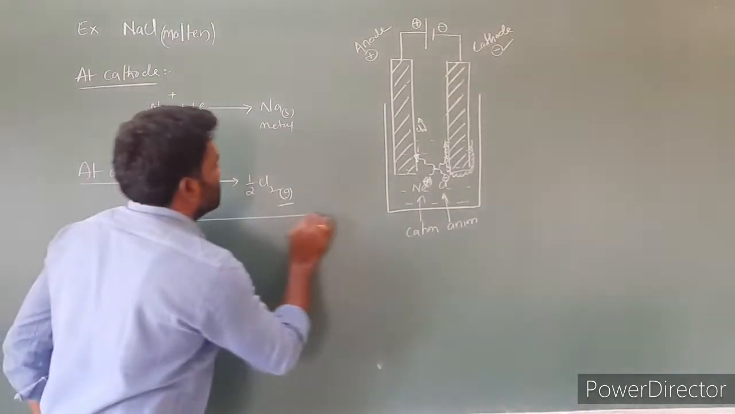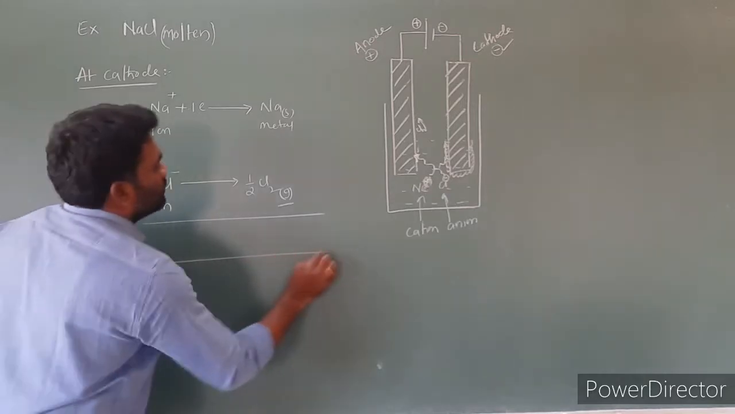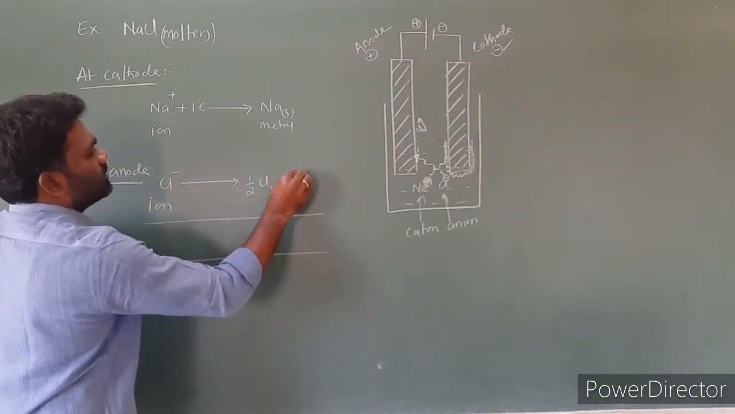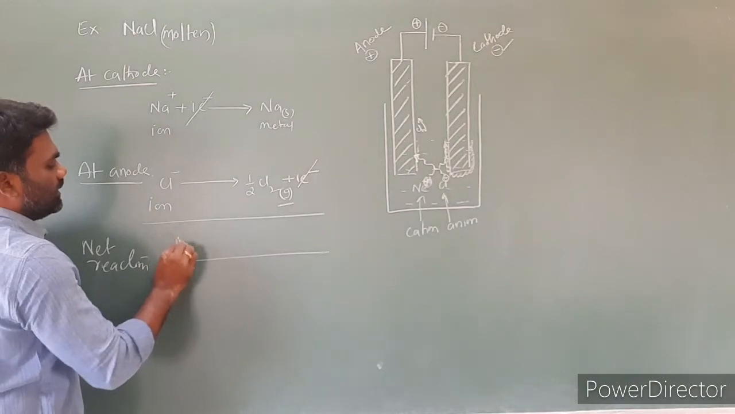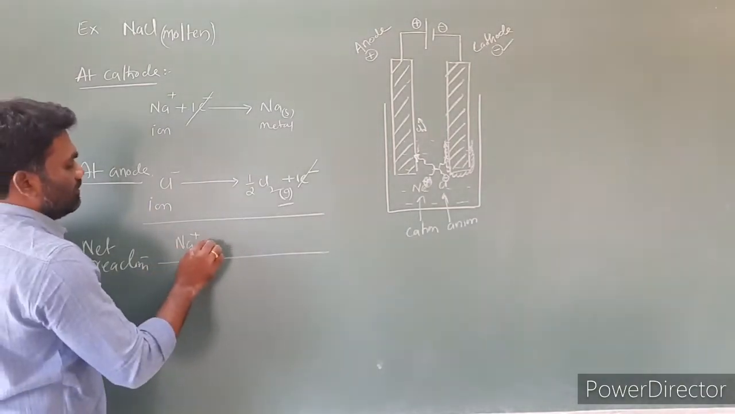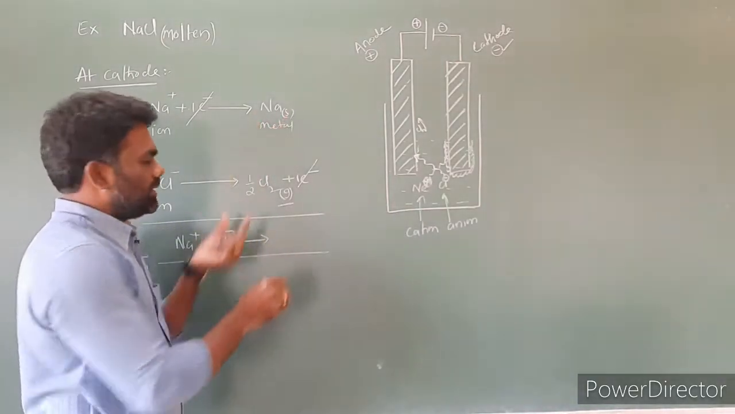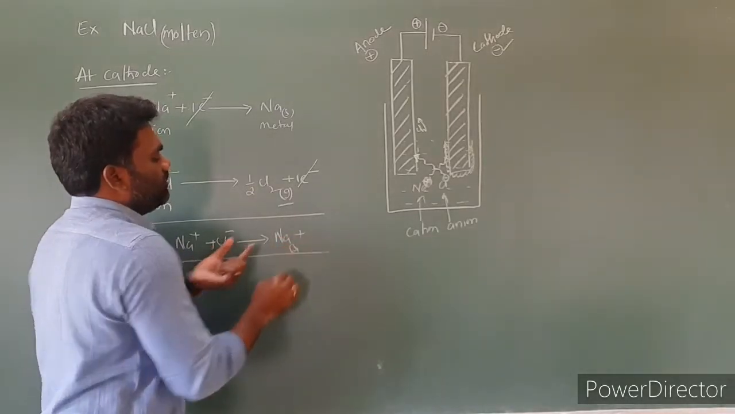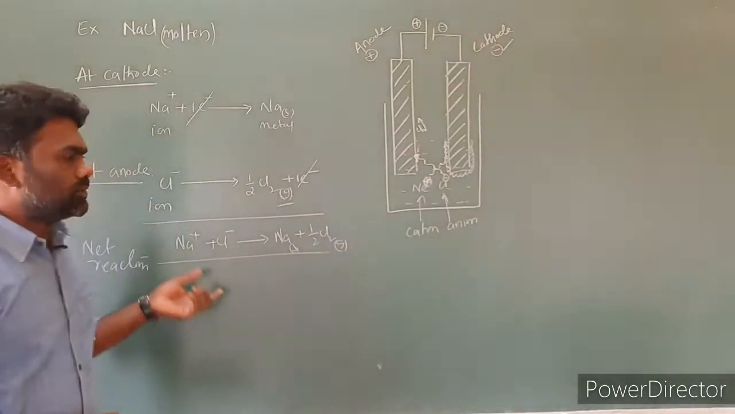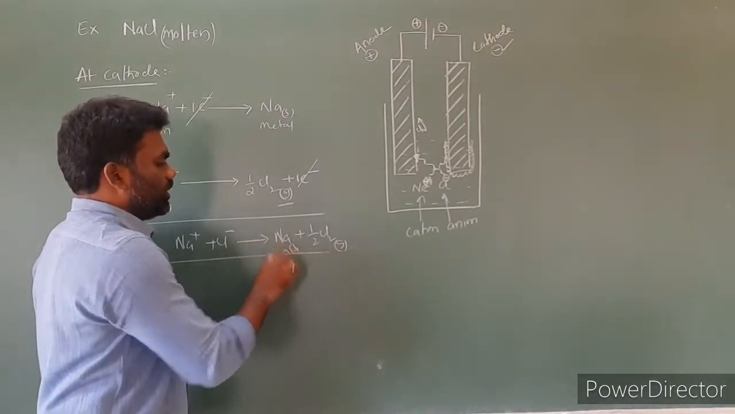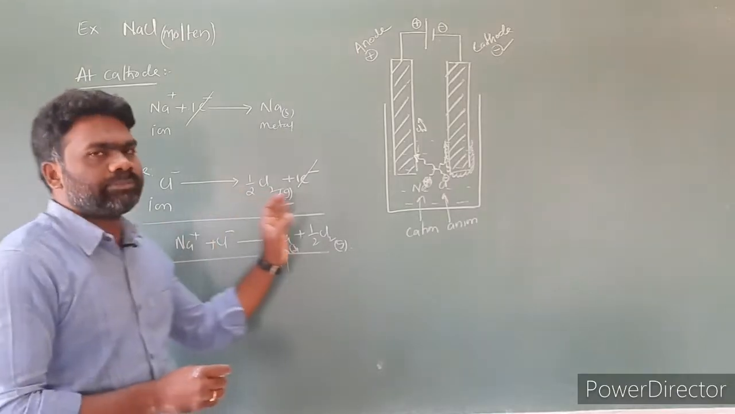Then what is the net reaction in this case? So how to write the net reaction: there is one electron on each side, so this one electron will get cancelled. Then we get Na+ and Cl- giving rise to the products: Na in solid form plus half Cl2 in the form of chlorine gas. So these are the products of electrolysis. Sodium metal is one product and the other product is chlorine gas. So ions convert into their respective elements.